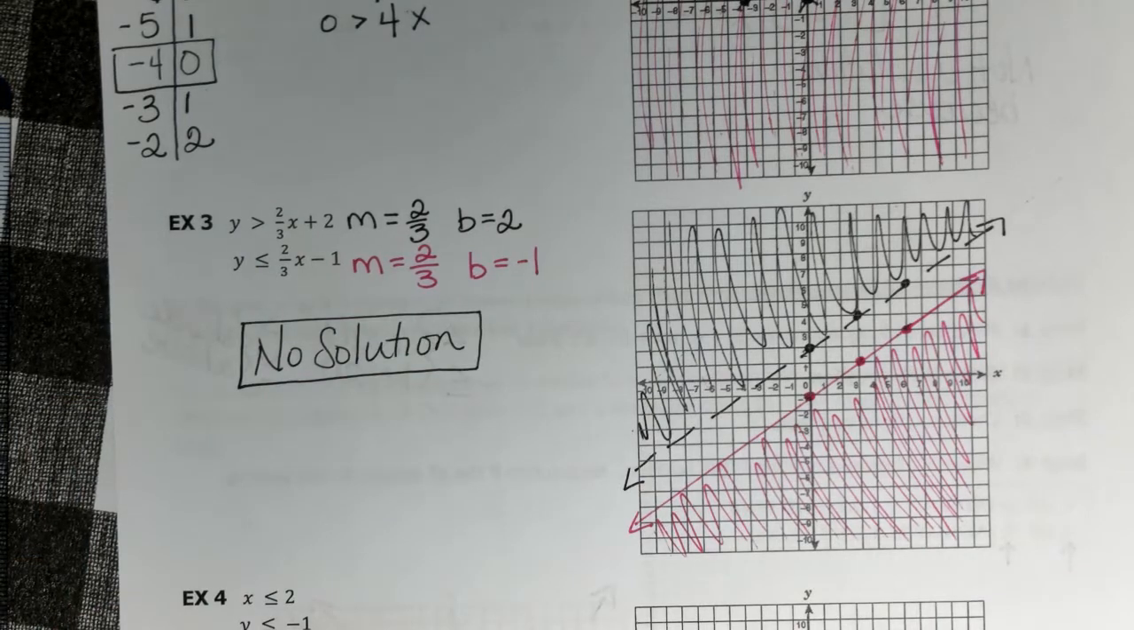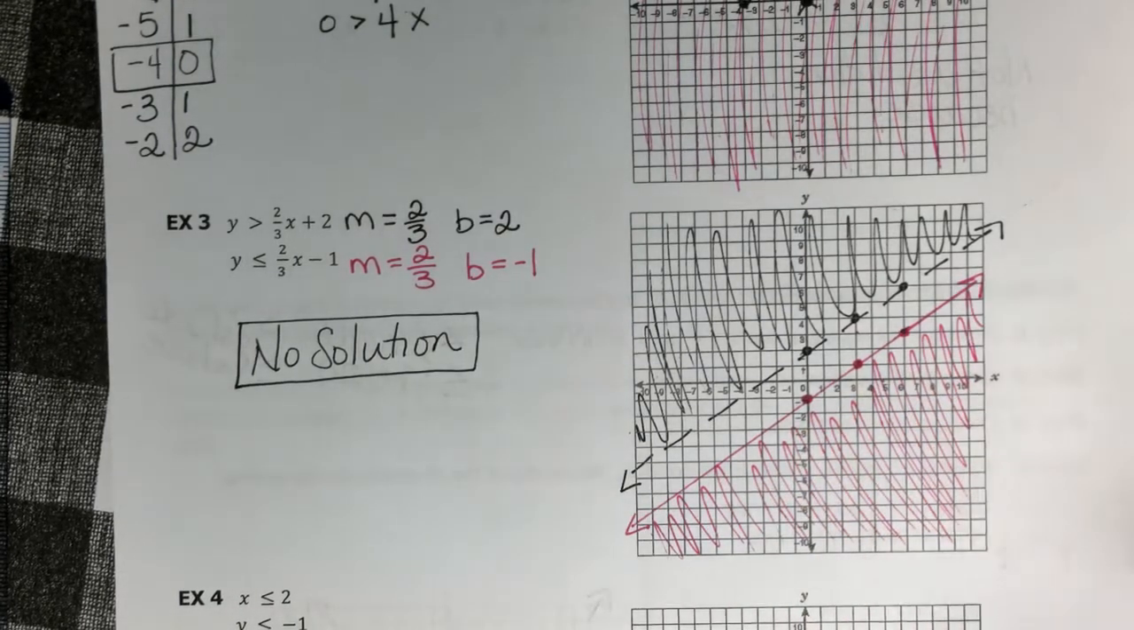Not every parallel inequality will be no solution. I could have had them overlap in this middle area, but if there's no overlapping for all of it, then you're going to have no solution.